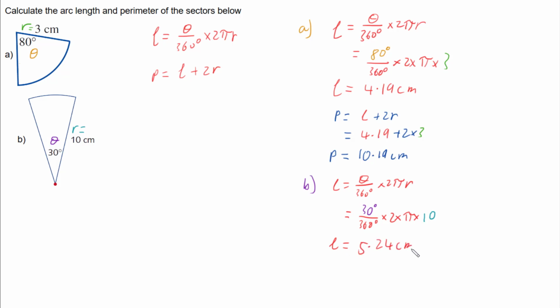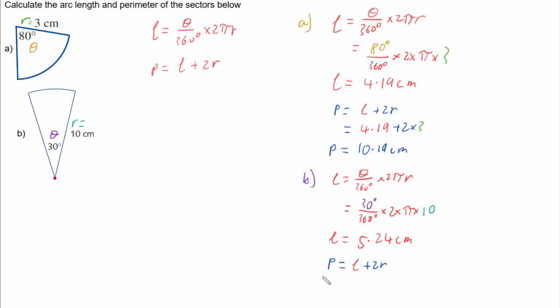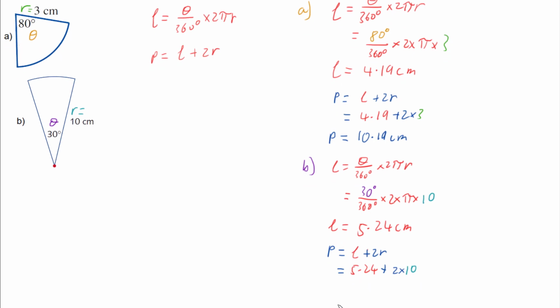5.24 centimeters. And then if I work out my perimeter, which is that arc length, plus 2 lots of the radius, that means that my perimeter is going to be this 5.24 plus 2 lots of my radius, which is 10. So the perimeter of my second sector, if I work it out, is 25.24 centimeters. And we are done.